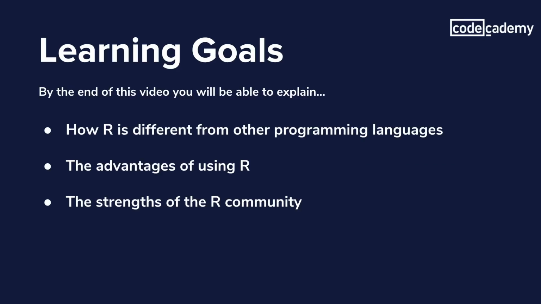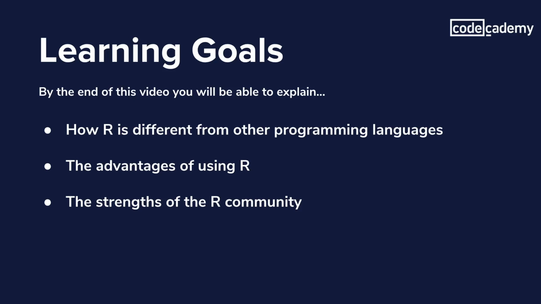Now that we're at the end of the video, you should be able to explain these points. R is different from other programming languages because it was created specifically for statistical computing and data analysis. It is optimized for things like exploratory data analysis, statistical modeling, and data visualization.